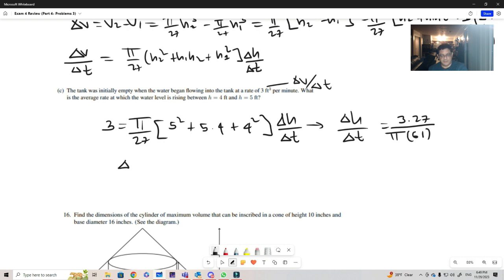So at the end, dh/dt, we plug this in the calculator, we're going to find out that this is 0.423 feet per second. So between 4 feet and 5 feet, the water level is rising at 0.423 feet per second.